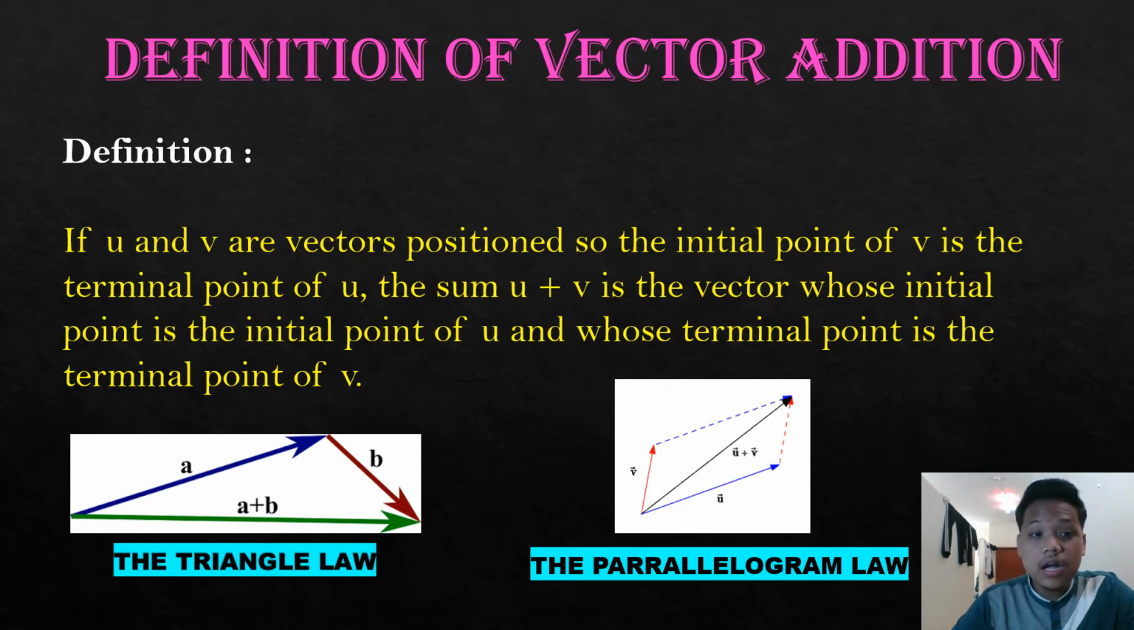Okay, next, I would like to continue about definition of vector addition. Definition. If U and V are vector position, so the initial point of V is the terminal point of U. The sum U plus V is the vector whose initial point is the initial point of U and whose terminal point is the terminal point of V. Okay. We can refer from the triangle law and the parallelogram law.